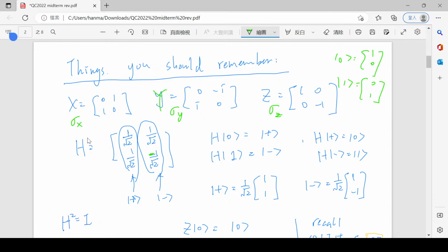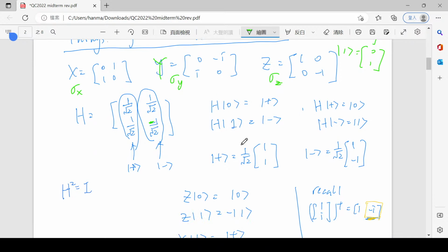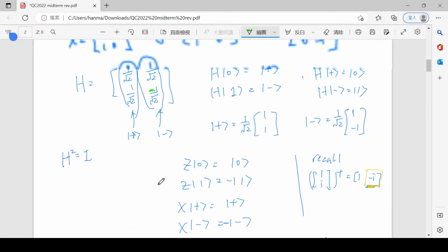Back to Hadamard. Hadamard does this transformation between 0, 1 and plus, minus. If you multiply 0 with Hadamard, you get plus. You multiply 1 with Hadamard, you get minus. And you can also transform them back. Multiply plus with Hadamard, get back to 0, and multiply minus with Hadamard, back into 1. Those two relationships are very cool. And in general, Hadamard squared is the identity.